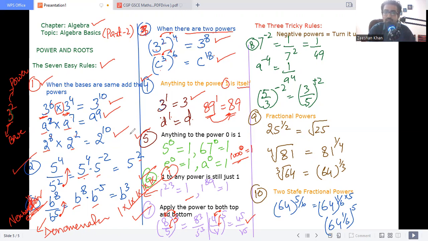Okay, so these 7 were the easy rules. You can see the 7 easy rules. Now we have 3 tricky rules. So you can see 8, 9, 10. These are tricky rules.